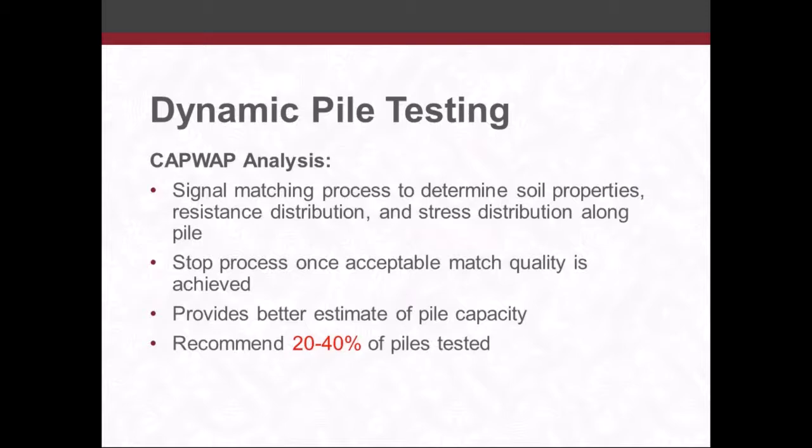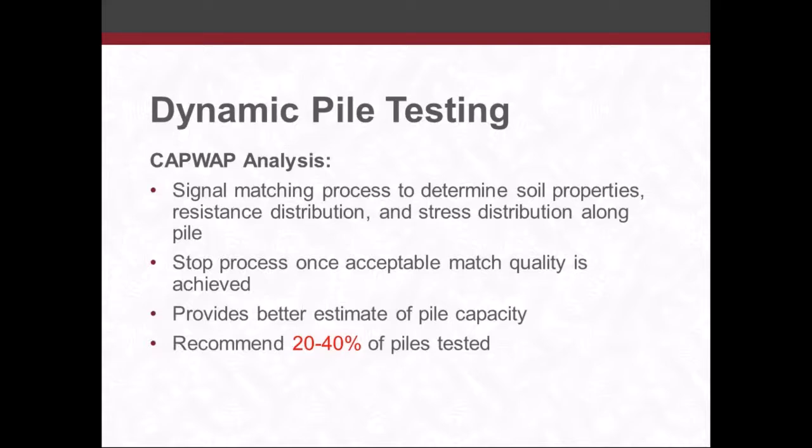So once we collect our field data and we're satisfied that the data is good, the next thing we need to do is run a CAPWAP analysis, which stands for Case Pile Wave Analysis Program. And this is basically a signal matching process of our field data to determine the soil properties, the resistance distribution, and stress distribution along the pile. It's an iterative process, and once we get an acceptable match quality in the program, we know we've achieved our result. And this provides us a better estimate of the pile capacity.